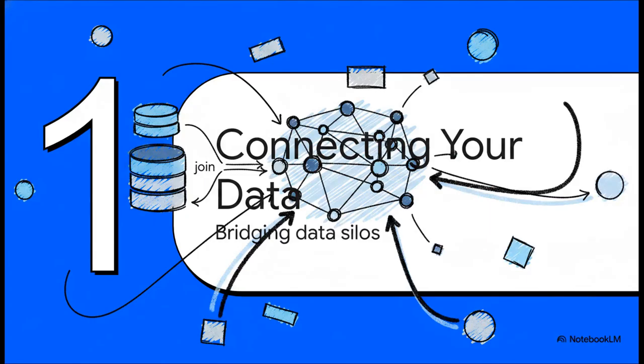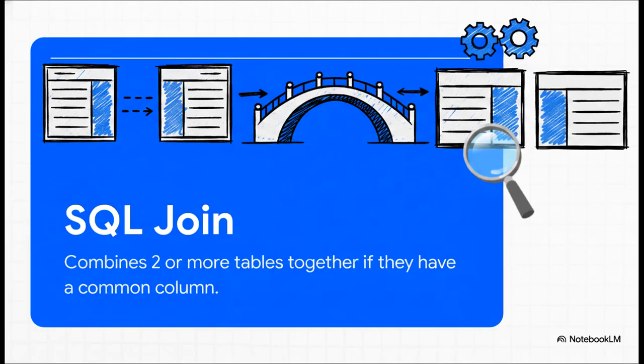All right, section 1, connecting your data. Let's establish a rock-solid baseline here. At its core, a join is really just a method that allows us to combine two or more tables together. But there is one absolute requirement. They must have a common column. Think of this common column as a bridge. The names of the two tables you're connecting might be completely different. Sometimes even the column names themselves might differ. But the actual contents inside that connecting column, the data itself, must align.